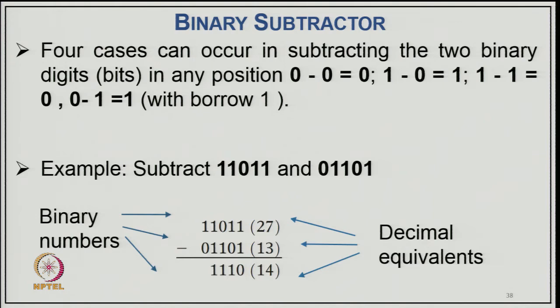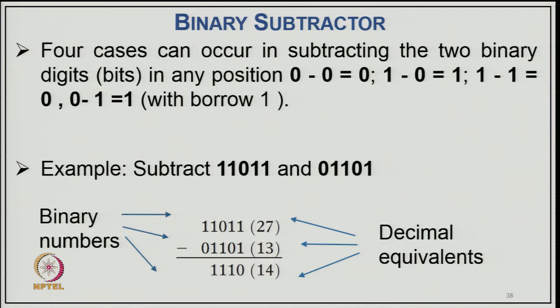Four cases can occur in subtracting two binary digits in any position: 0 minus 0 is 0, 1 minus 0 is 1, 1 minus 1 is 0, and 0 minus 1 is 1 with a borrow of 1 from the left, as we do in the case of decimal numbers. To help understand with an example, we subtract 01101, which is 13 in decimal, from 11011, which is 27 in decimal, as shown here.